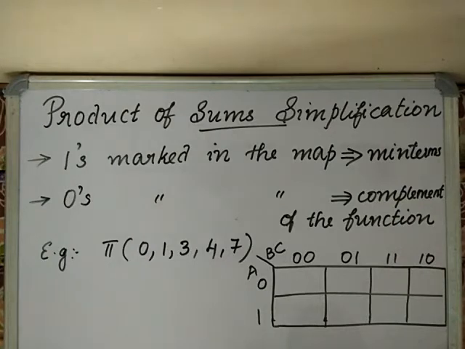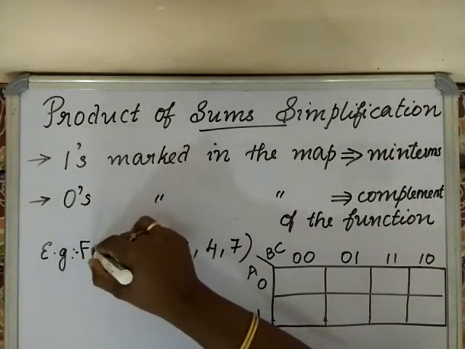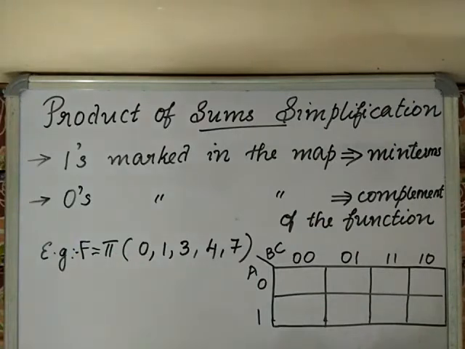So we can obtain the product of sums of the complement of a function if we mark empty squares with zeros and combine them into valid adjacent squares. Now we can see one example. The Boolean function is pi 0, 1, 3, 4, 7. We already know that sigma represents the minterms, that means sum of products minterms, and pi represents the terms in a product of sums form. So let the function f be defined as pi of 0, 1, 3, 4, 7.